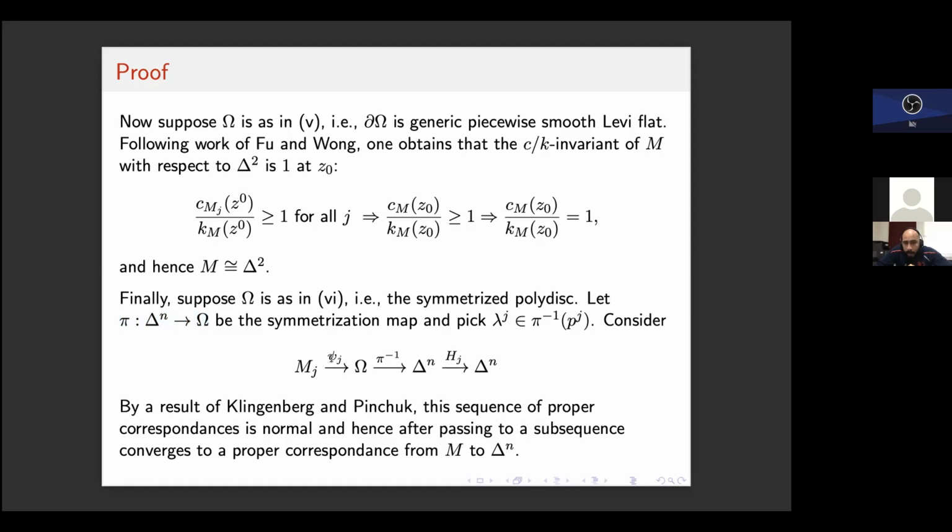In other words, we can view CZ as a holomorphic correspondence by simply composing with pi inverse. So pi inverse composed with CZ is a holomorphic correspondence from MZ to delta n. Also, we choose a map HJ, an automorphism of delta n, which takes this lambda z to the point 0. So this composition, which is a holomorphic correspondence, because of our choice of HJ, takes the point to 0.